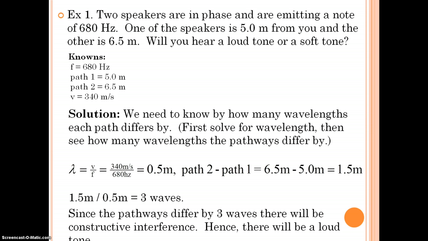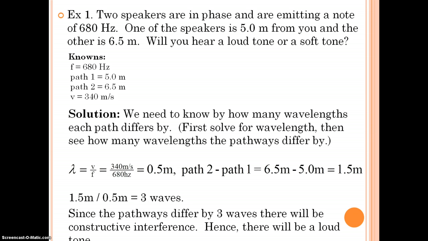If this were a light problem, you would say it's brighter, or if it were destructive interference in a light question, it would be dimmer. So in this case, 3 waves is going to be a loud tone. Instead, if the numbers had worked out in such a way that this turned out to be, say, 2.5 waves or 0.5 waves or anything that's half of a wave, that's how you would know you would have destructive interference. So that's my first path difference example.